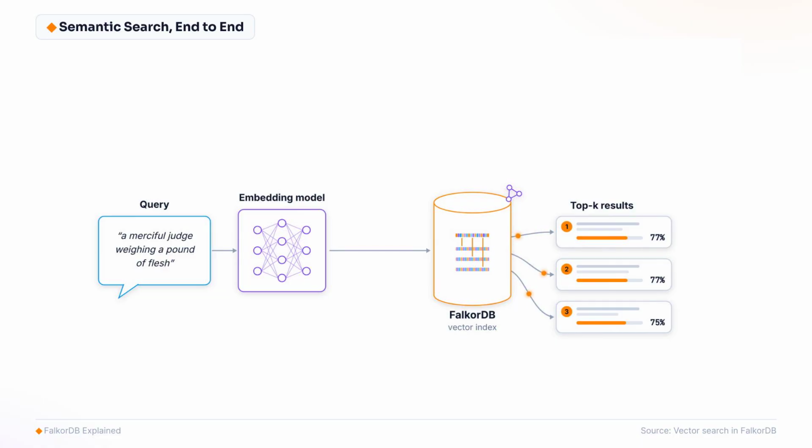But here's the graph superpower. Each result is a node, so you can immediately walk the graph around it, to its book, its author, its neighboring passages. Vectors find meaning, the graph provides context.